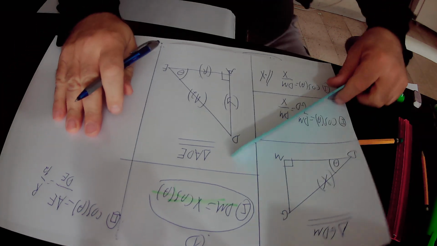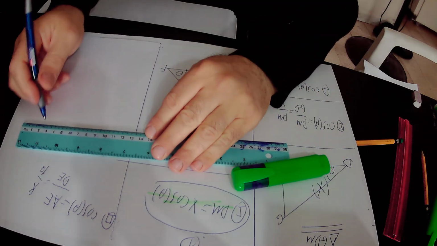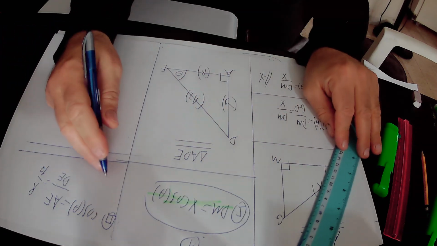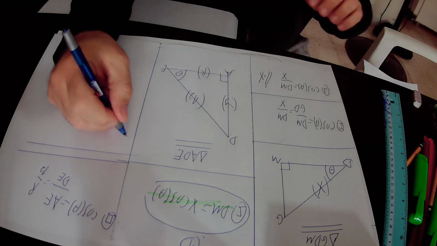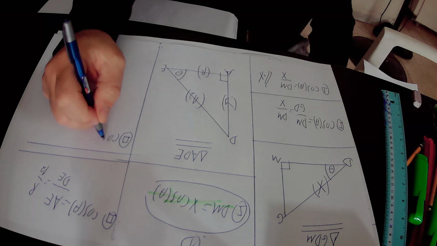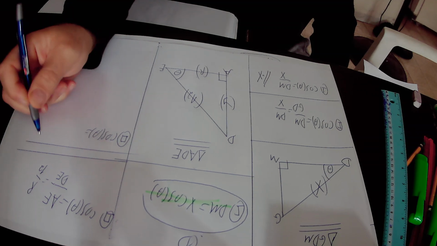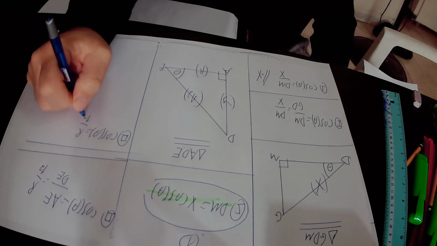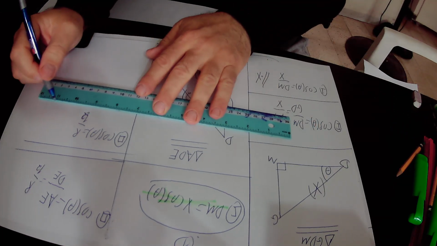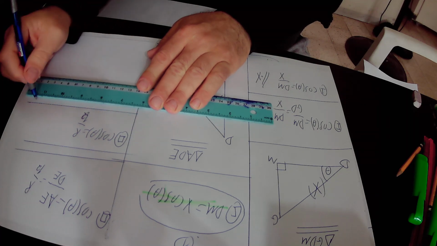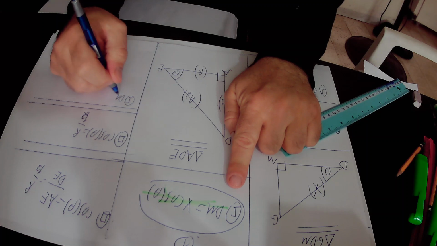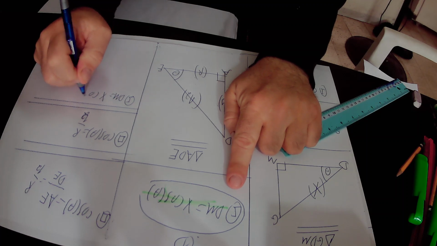So in total, according to equation 2, we found out that cosine theta equals R over 12. This is according to equation 2, while according to equation 1, we have already found out that DM equals x times cosine theta.